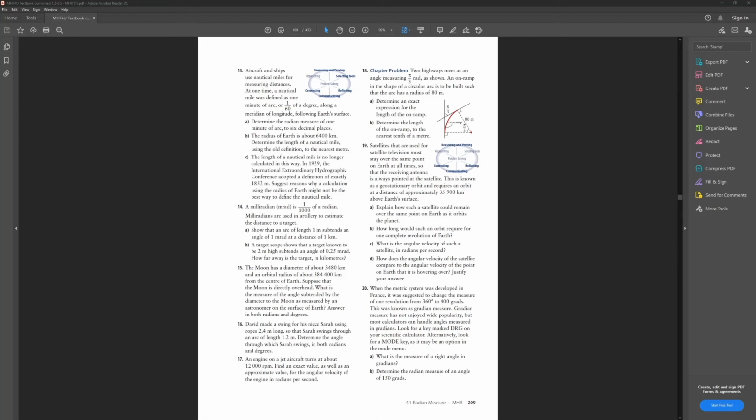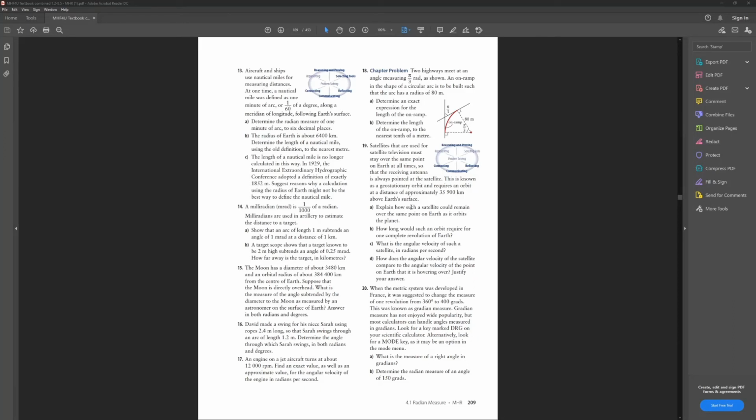Now I've also assigned question 14. So a milliradian, an mrad, is 1,000th of a radian. Okay, milli, we know what that means, so we're good here. And milliradians are used in artillery to estimate the distance to a target. A. Show that the arc of length 1 meter subtends an angle of 1 mrad at a distance of 1 kilometer.